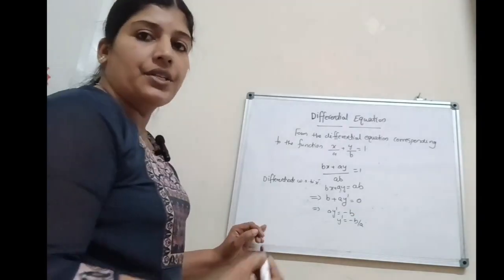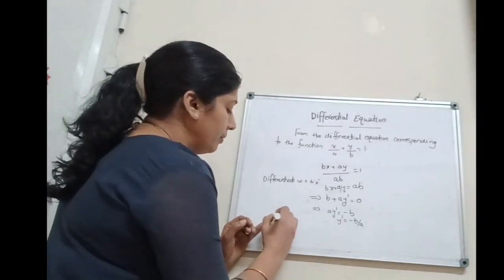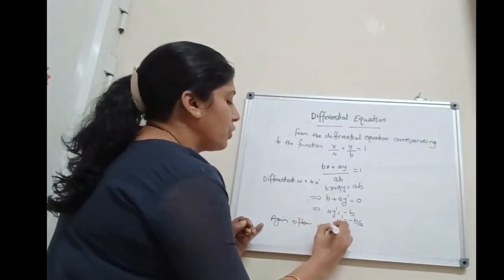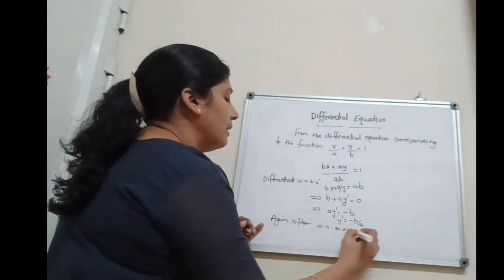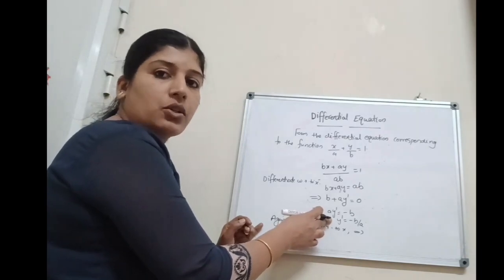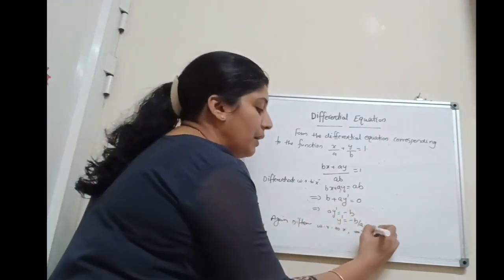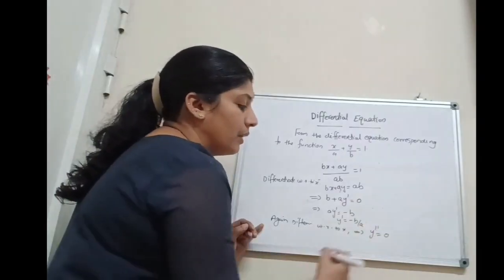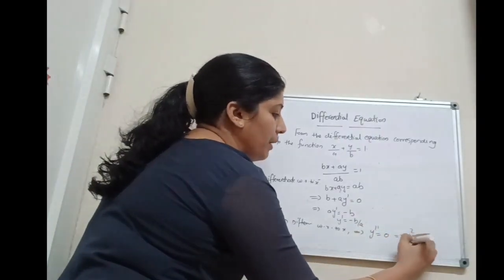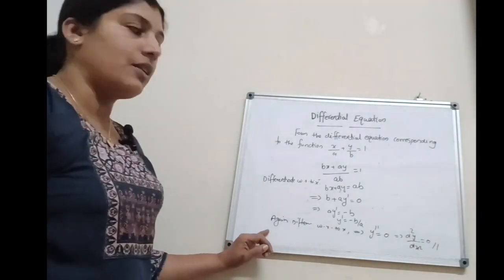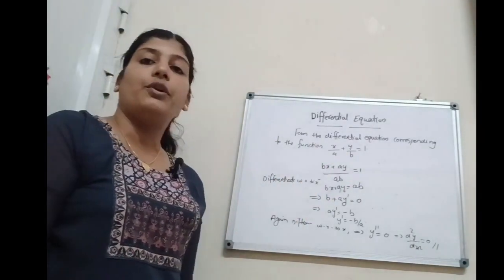Then again differentiate with respect to x. That implies what? d by dx of y dash, that is y double dash, d square y by dx square. It is y double dash equal to what? d by dx of a constant value, that is 0. That implies d square y by dx square equal to 0. It is the differential equation of the general solution x by a plus y by b equal to 1.